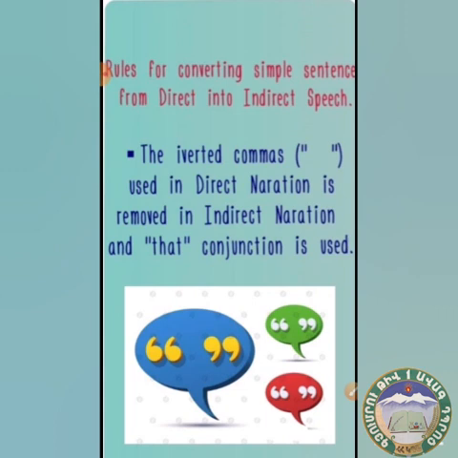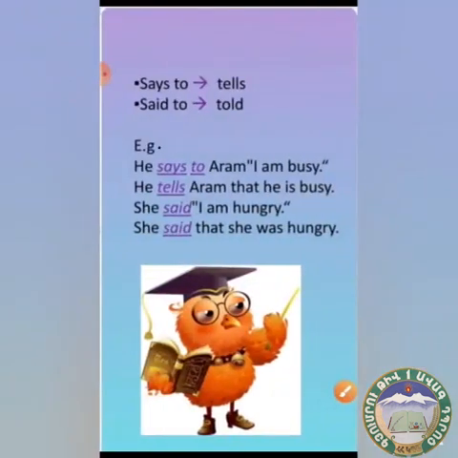The inverted commas used in direct narration are removed in indirect narration, and the conjunction that is used. Says to changes into tells and said to changes into told, if they are followed by an object. If not, they remain the same in indirect speech. For example, he says to Aram, I am busy. In reported speech, he tells Aram that he is busy. Says to changes into tells as we have an object in our sentence, and our object is Aram.